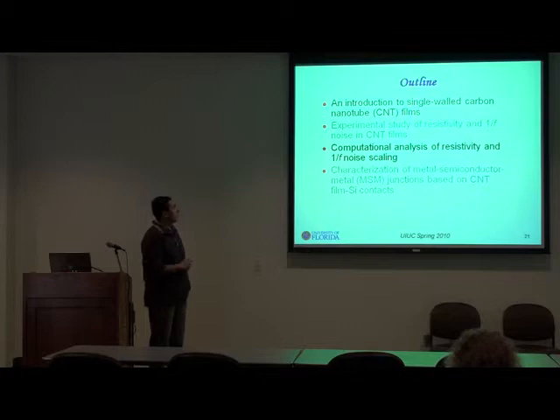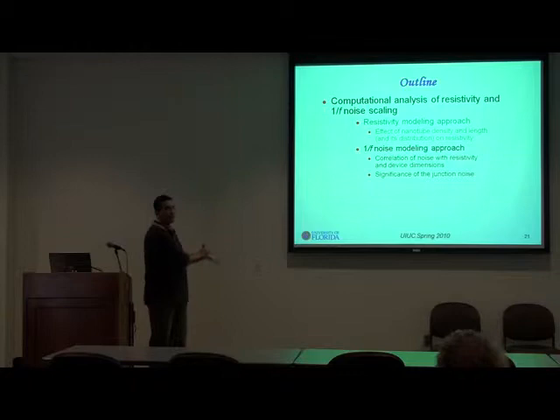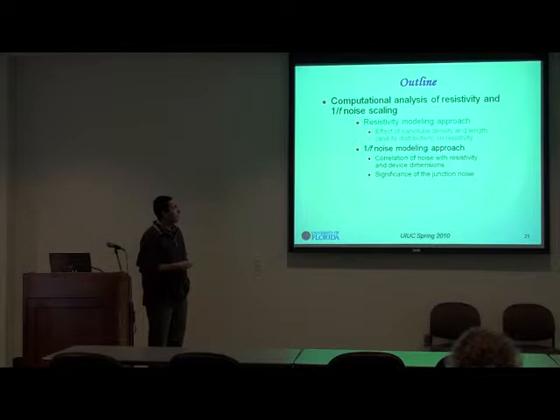So in this section, I'm going to explain what we got in terms of results, and now we try to explain those results a little bit better, trying to model them. And that modeling approach would include the resistivity scaling and also the noise scaling. I will talk a little bit about the correlation of noise with resistivity and dimensions, as I mentioned before, and also the significance of the junction noise in this case.